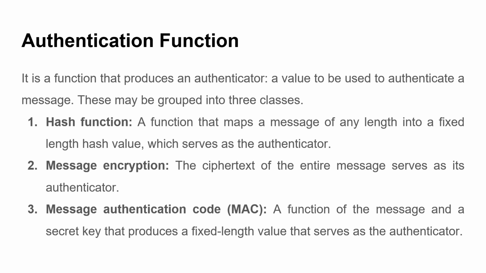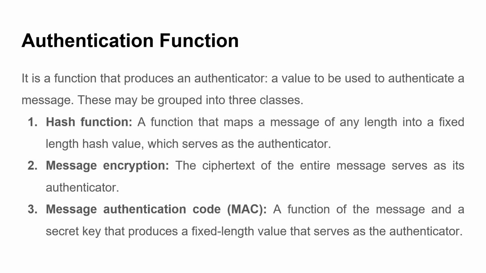So hash functions, what is the role of a hash function? It is a function that maps a message of any length into a fixed length hash value, which serves as an authenticator. So any kind of message, it might be of various lengths, but it always generates a fixed length hash value, which is said to be a hash function.